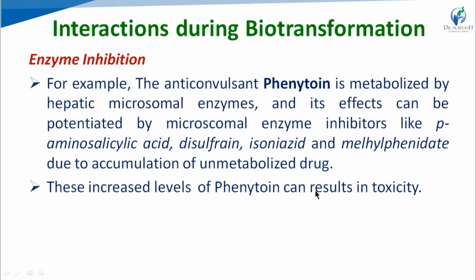This increased level of phenytoin can result in toxicity. Phenytoin is metabolized by the hepatic microsomal enzyme, and its effect can be potentiated by microsomal enzyme inhibitors like para-aminosalicylic acid, disulfiram, isoniazid. मतलब यहाँ पे phenytoin और isoniazid दोनों साथ में दी गई हैं अगर, then there will be the accumulation of unmetabolized phenytoin. So in this condition, the phenytoin concentration will be raised, and due to that there will be the chances of toxicity. So this is one of the examples of enzyme inhibition.